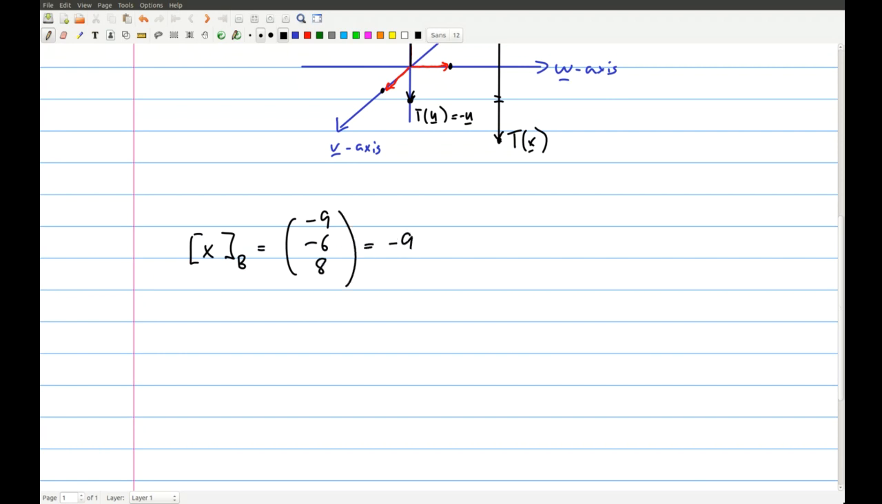Means this is equal to -9 times u, -6 times v, plus 8 times w. That's what it means in the standard basis. Okay. So let's keep the B around this, just so you know that this box refers to the coefficients of a linear combination of the vectors from B in these proportions. And now it's in B, and over here it's in standard.